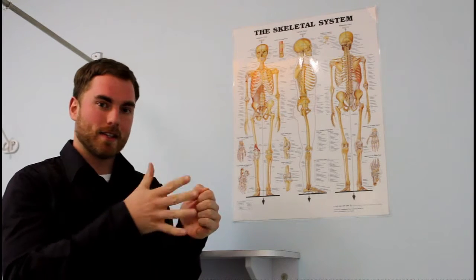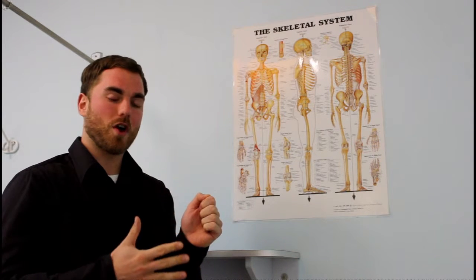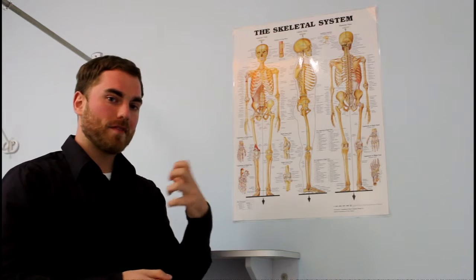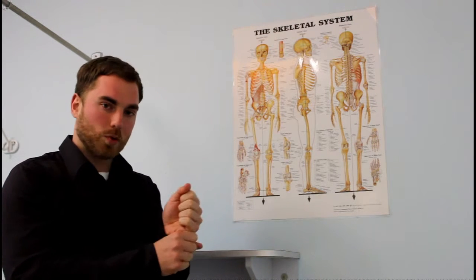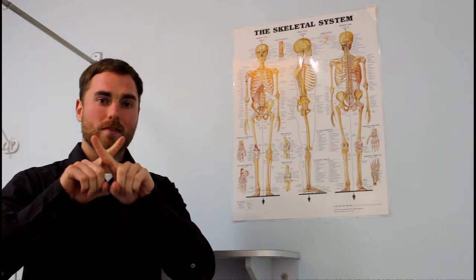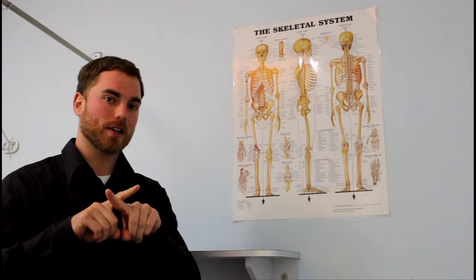Now the knee is supported by four major ligaments. So on the outside we have the lateral collateral ligament. We also have the medial collateral ligament, which is on the inside, and then in between the knee joint we have two major ligaments called the ACL and the PCL. They make a cross, okay?